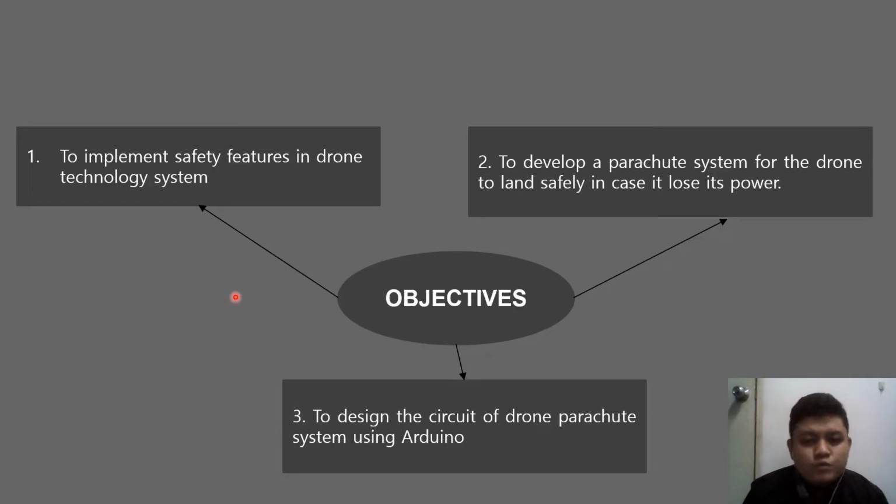Next, we move to the objective of the project. First, to implement safety features in the drone technology system. Then, to develop a parachute system for the drone to land safely in case it loses its power. Then, to design the circuit of the drone parachute system using Arduino.